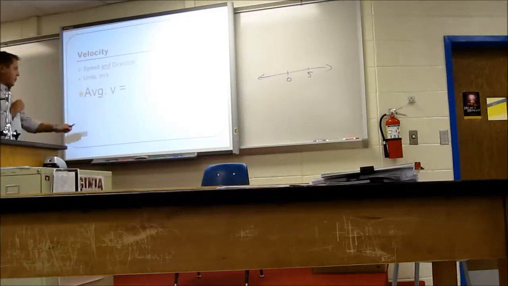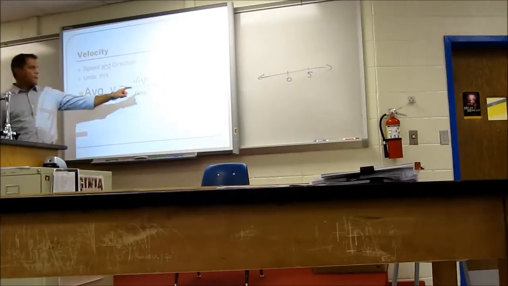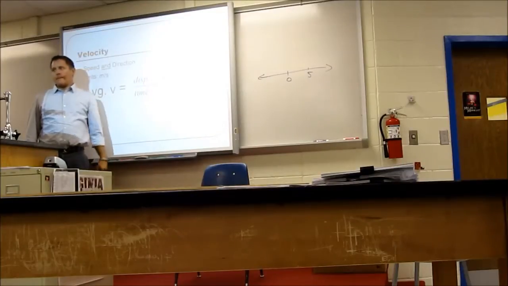So, the way we could do a formula for velocity is this. Velocity is displacement divided by time. Or if you want to get fancy pants, change in position over time.